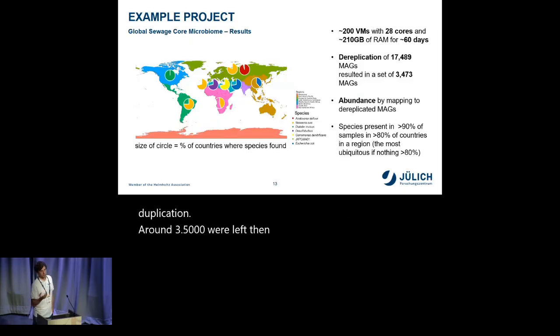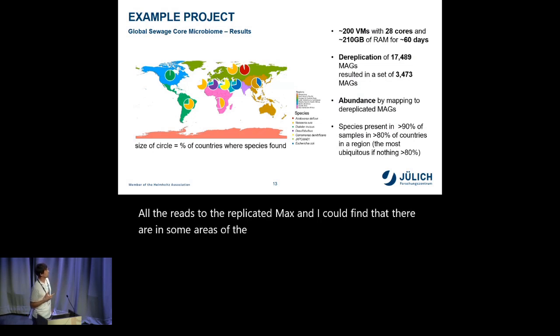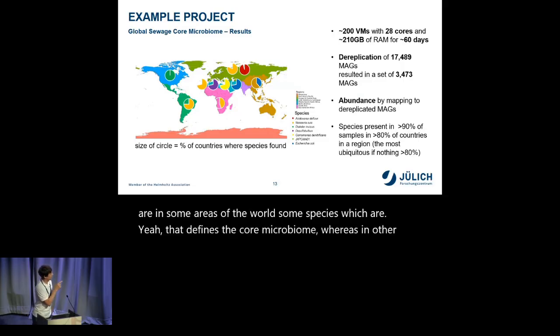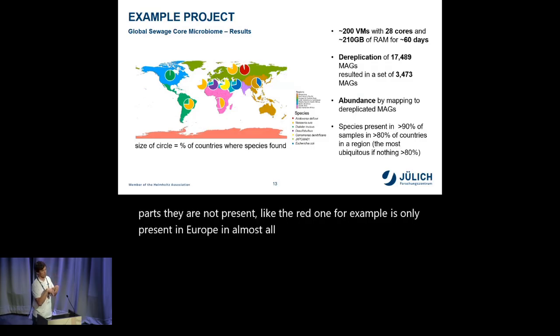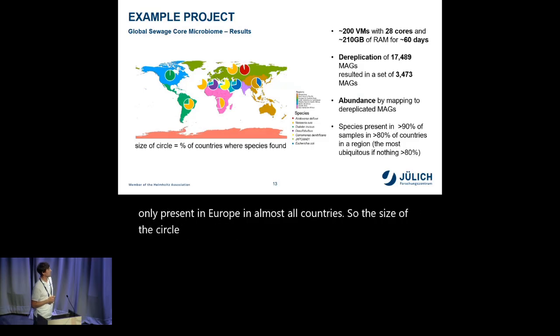Then we estimated the abundance by mapping all the reads to the dereplicated MAGs, and could find that in some areas of the world there are some species that define the core microbiome, whereas in other parts they are not present. Like the red one, for example, is only present in Europe in almost all countries. So the size of the circle means how many countries contain that organism.